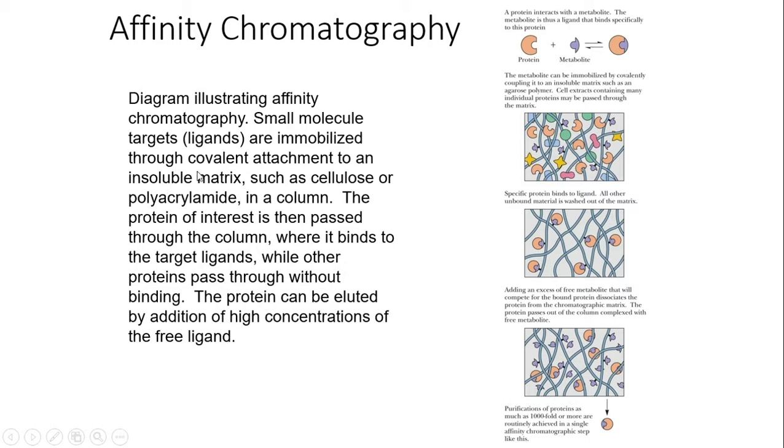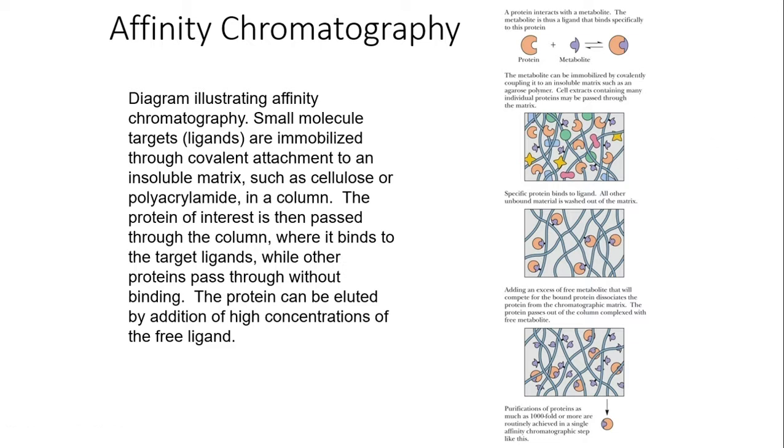column. So this, again, is an insoluble matrix, whether it's cellulose or polyacrylamide, in that column. And then we run our protein over it. Our protein that is specific for that ligand is going to bind the matrix or the gel, and then we will use an excess of free metabolite that will displace the protein of interest, and then we can elute that and then use it for further analysis. So we've isolated that protein.